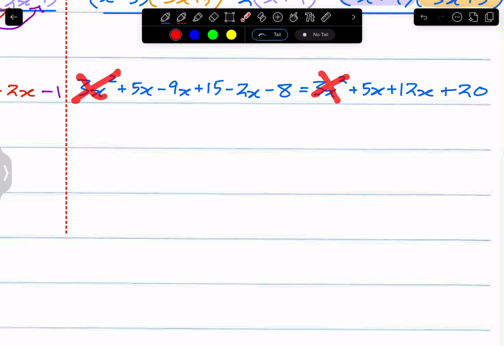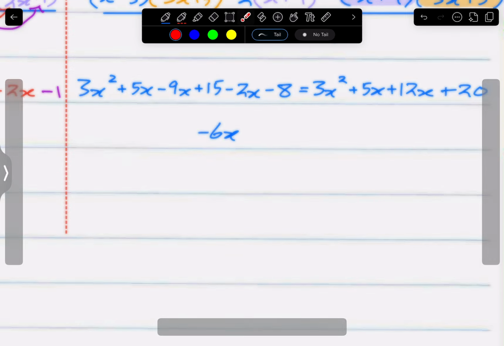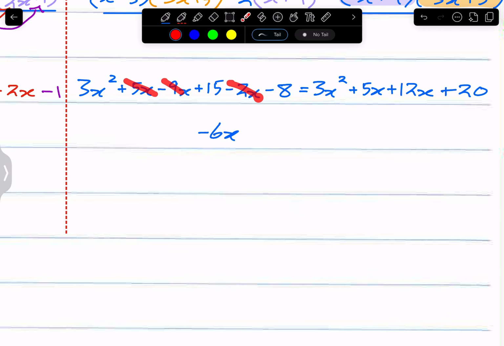We can collect like terms of the x's on the left-hand side. So 5 minus 8 minus 2. That's going to be 5 minus 9 is negative 4. Minus 2 is negative 6x. So we're finished with collecting the like terms of x. And we now do positive 15 minus 8, which will give us positive 7. And we're finished with the left-hand side.